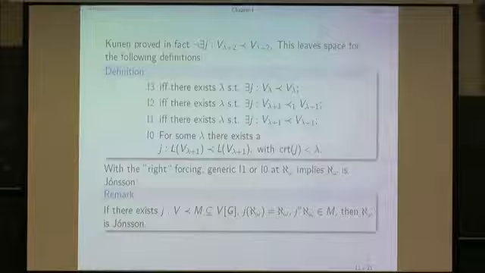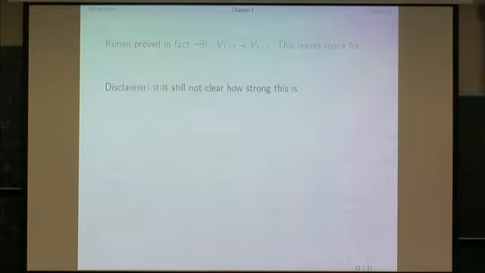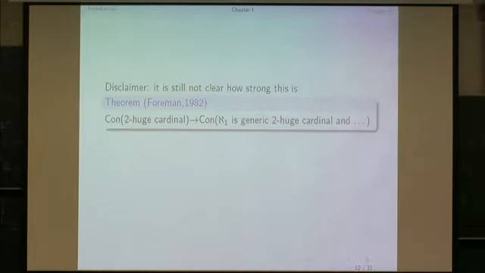So this can be a way to prove that aleph omega is Johnson. But I haven't proved it, because it's still not clear how strong it is. The last theorem I know about this is by Foreman, that probably proved this before I was born, that a 2-huge cardinal implies a generic 2-huge cardinal. So we can have 2-huge to generic 2-huge, but above we don't know.